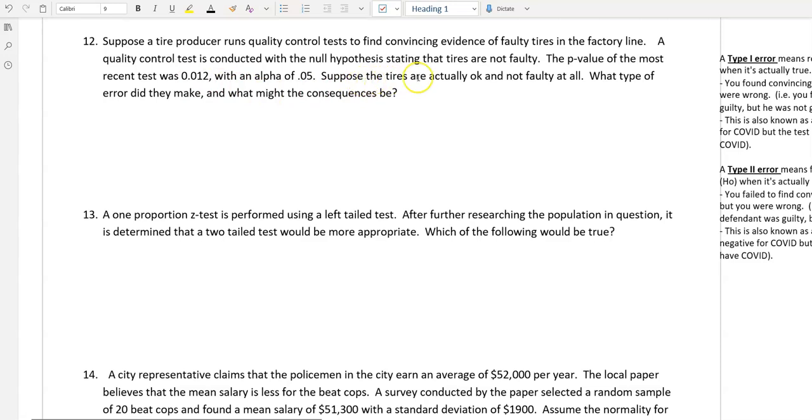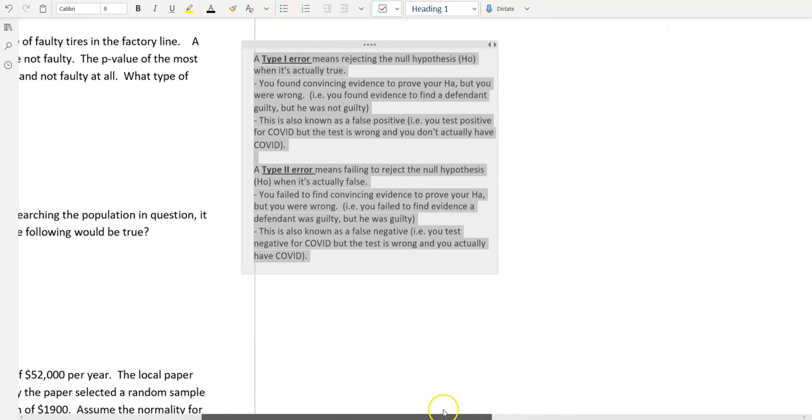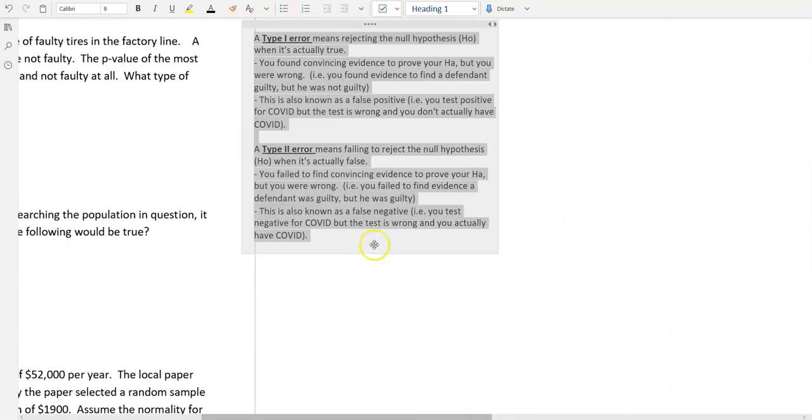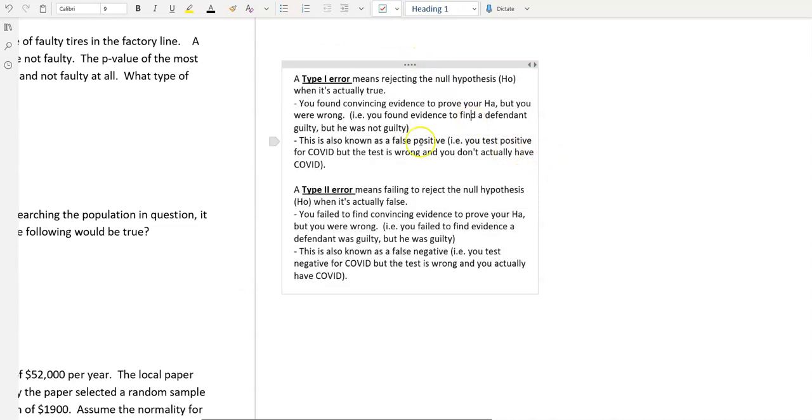And suppose the tires are actually okay and not faulty at all. So he proved that the tires are faulty, but they're not. What type of error did they make, and what might the consequences be? Let's talk about type 1 and type 2 errors here. You're going to want to write these notes in a spot where you have room on your review.